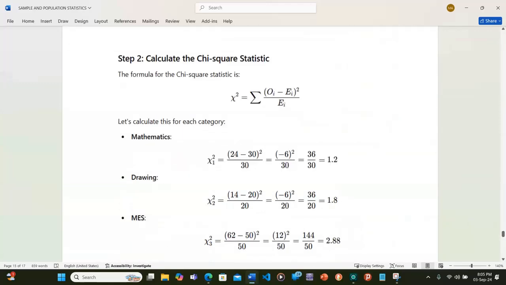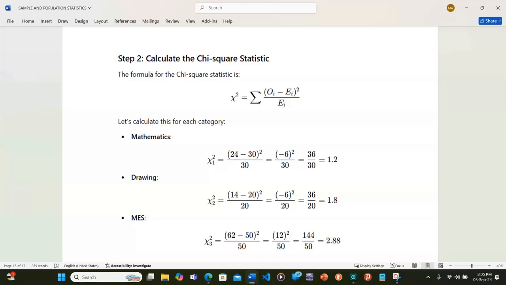And then to calculate the chi-square statistic, we said we have the observed values minus expected values, squared, divided by E, where E is the expected value. Then we sum all those data points. So what will that be? That means my observed is 24 minus 30, which is expected, squared, divided by 30, and this is equal to 1.2.